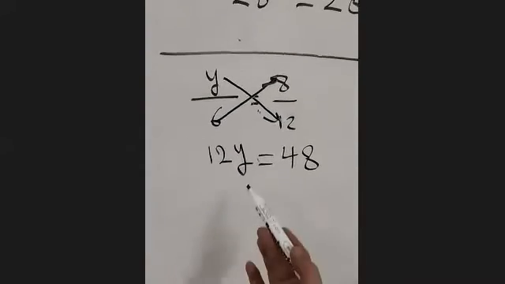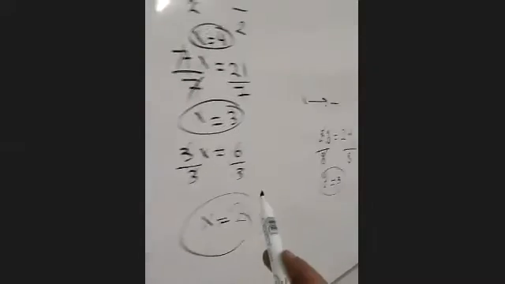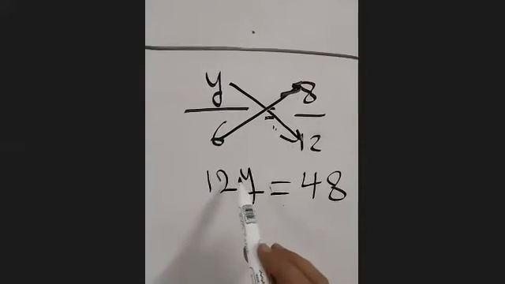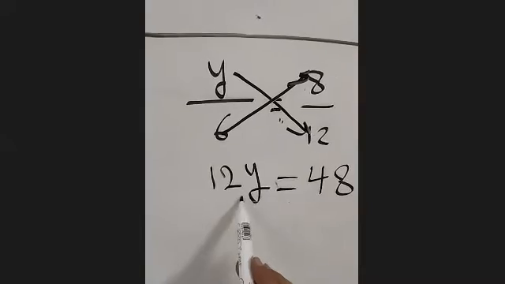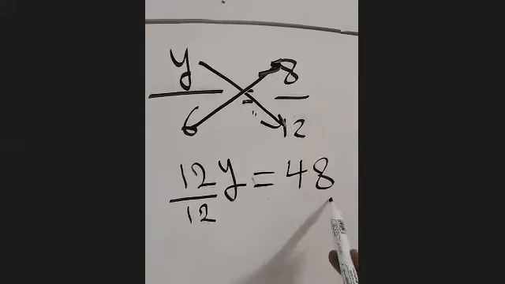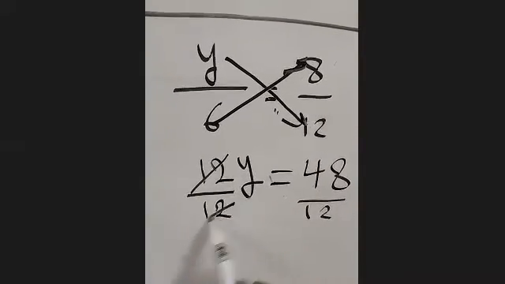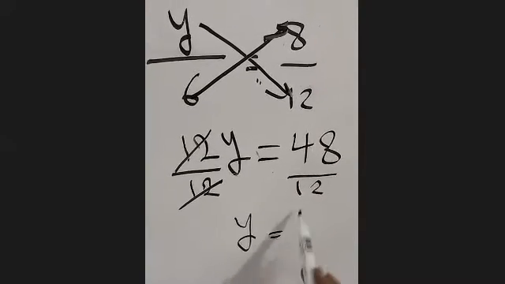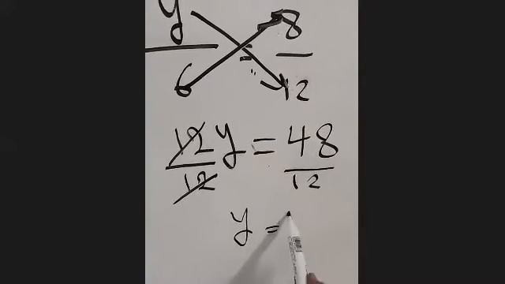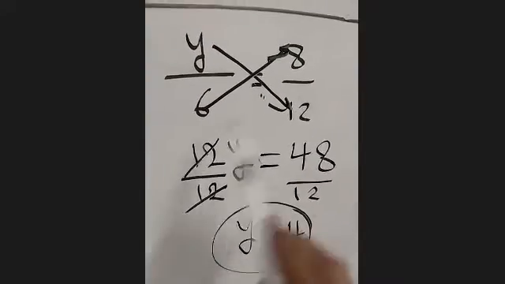Now, I need to find the value of y. What's between 12 and y? As we said in these examples, there is nothing, means it's multiply. If it's multiply, we divide both sides by 12. Now, we can cross the 12s together, and here is still y equals 48 divided by 12 is 4. So the value of y is 4.